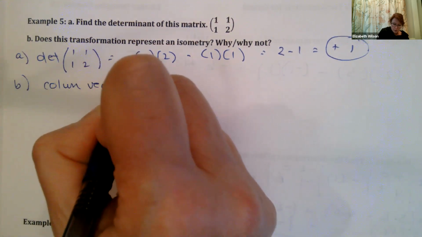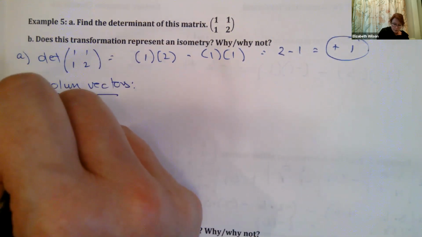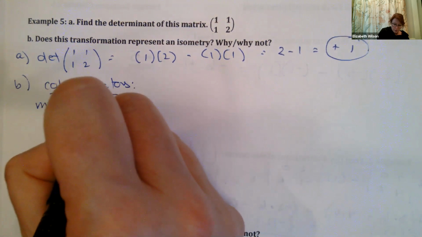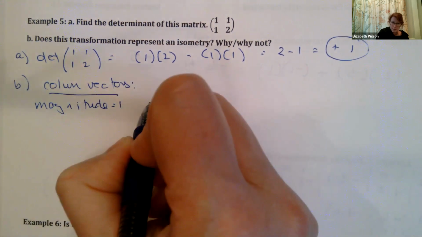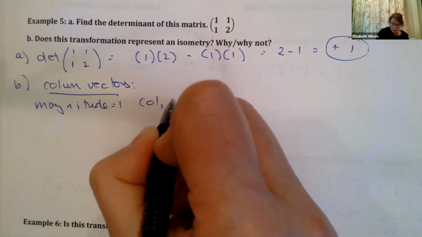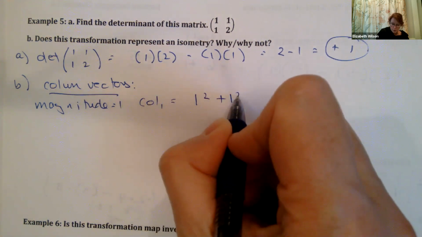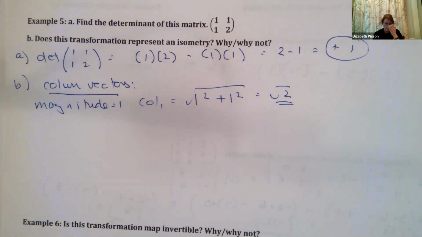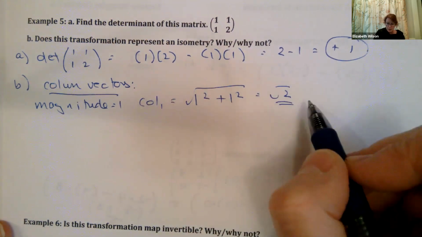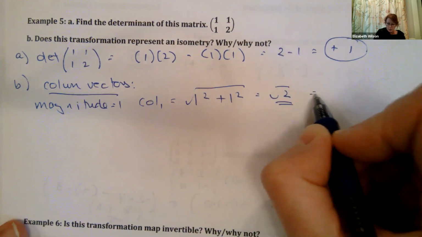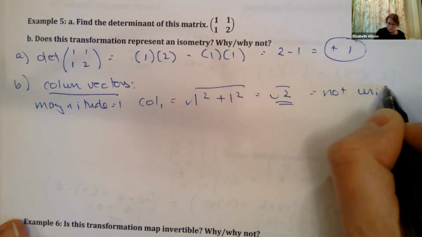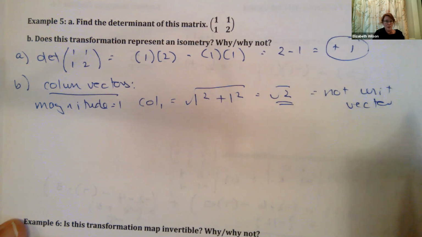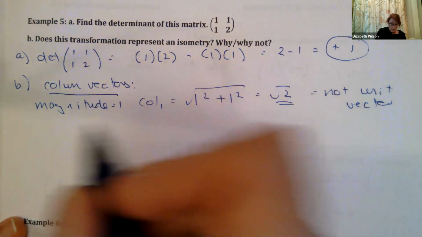The column vectors must have a magnitude equal to 1. So let's check that one first. I'm going to take my first column: 1 squared plus 1 squared, square rooted, which is radical 2. Whoops, my first column bombed out. It's not a unit vector. It doesn't have a magnitude equal to 1.